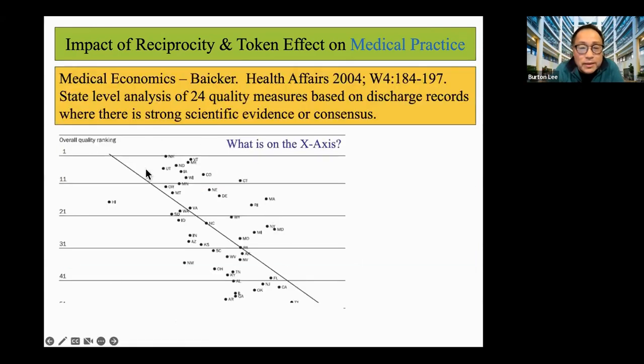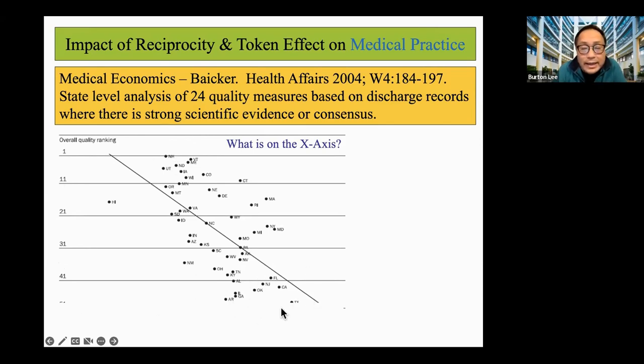So you may have seen something like this. This comes from the Dartmouth website. It's a website that's looking at, for example, the overall quality of medical care. So they're looking at some of the top evidence-based recommendations and how often those evidence practices are being done. So here is 1 down to 51, because it includes the District of Columbia. And so the top are over here, of course, and the bottom is over here.